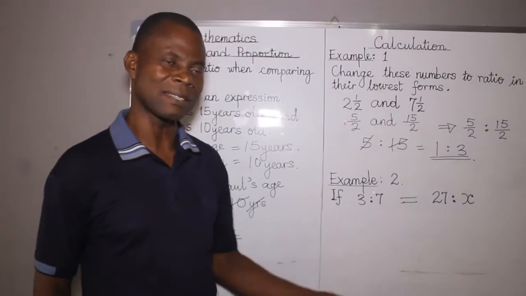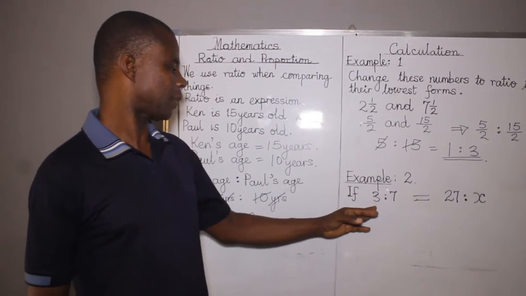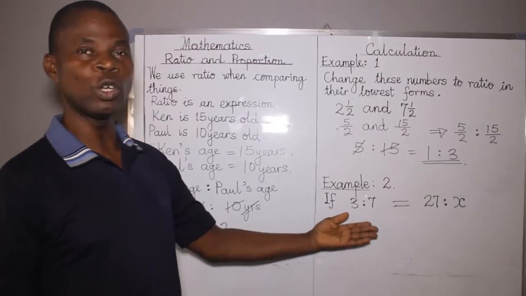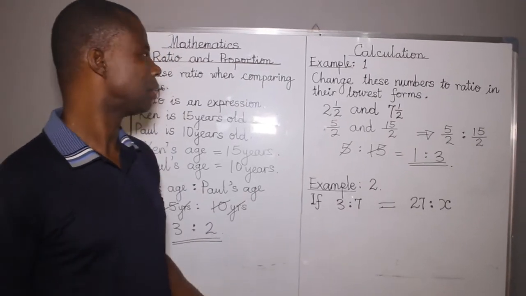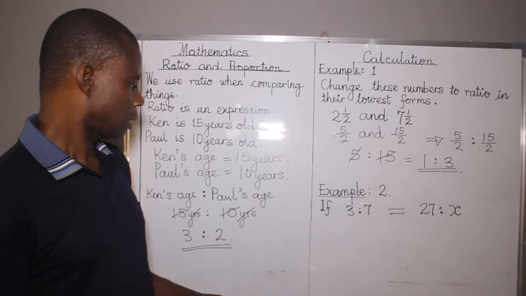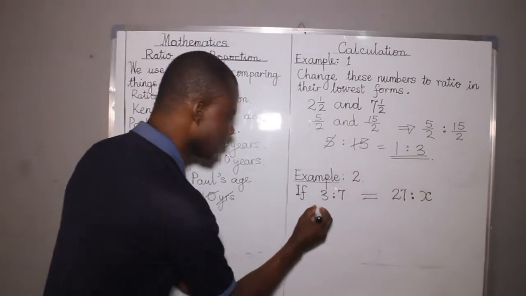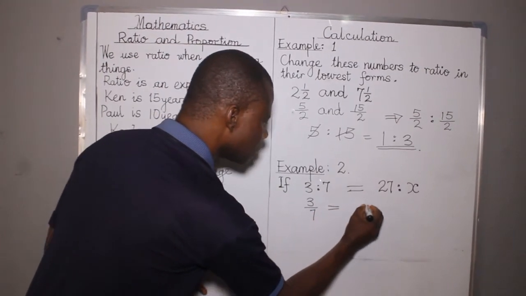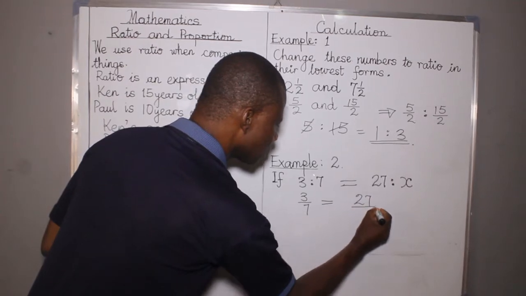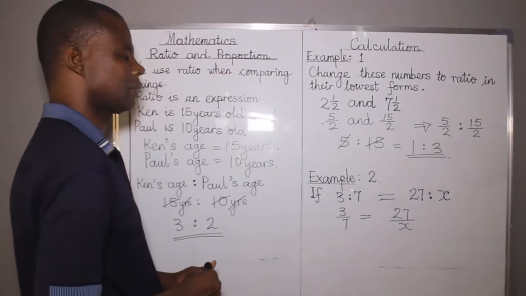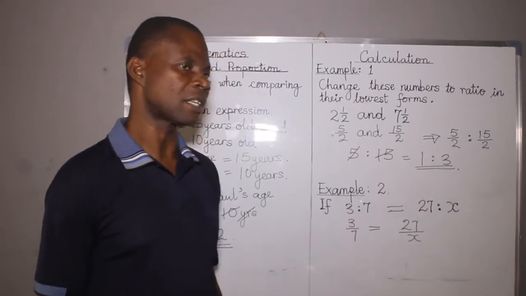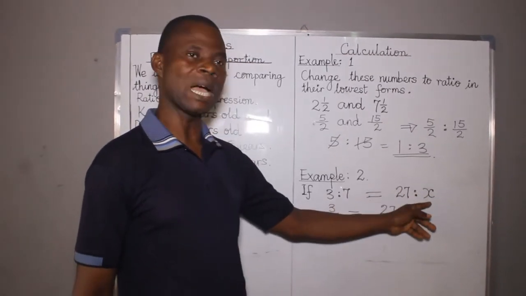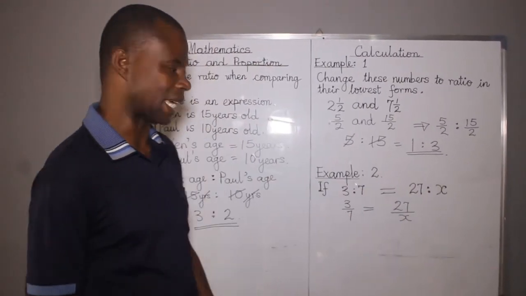Now we come to the second example, and that states: if 3 is to 7 equals 27 is to x. This is no longer an expression, it is an equation, and that's what we treat under proportion. So 3 is to 7 can be expressed as 3 over 7 equals 27 over x. That is, 3 became 27. Something happened to it to grow to 27. So the same will happen to 7 to become a number which x actually represents.